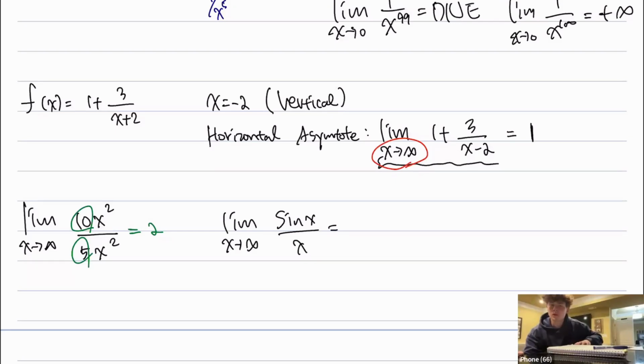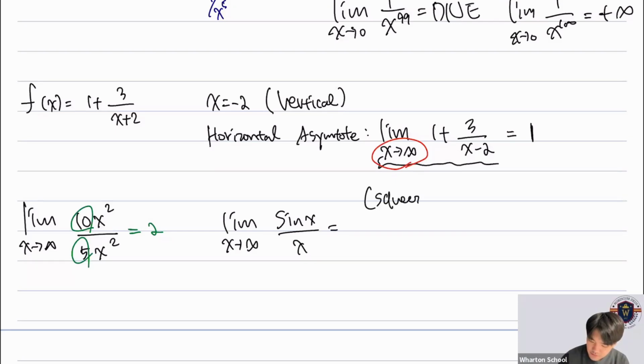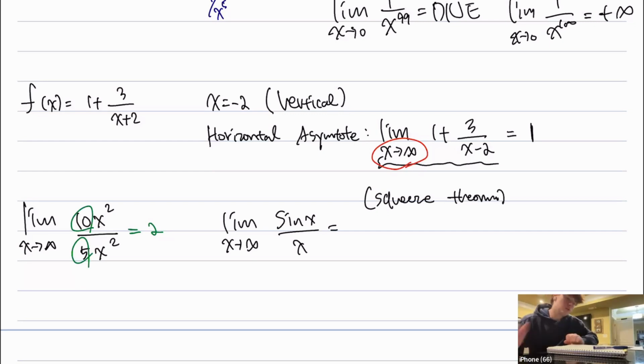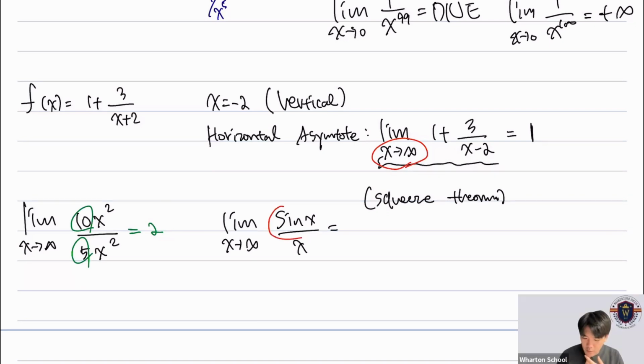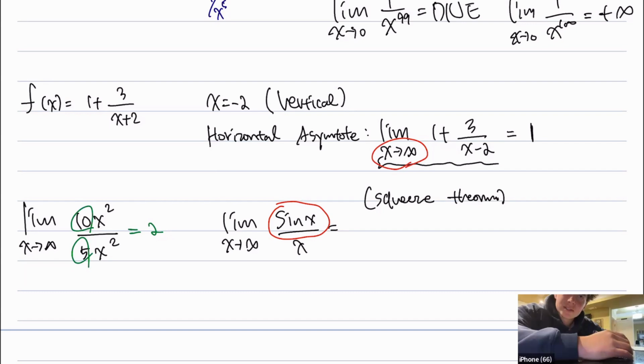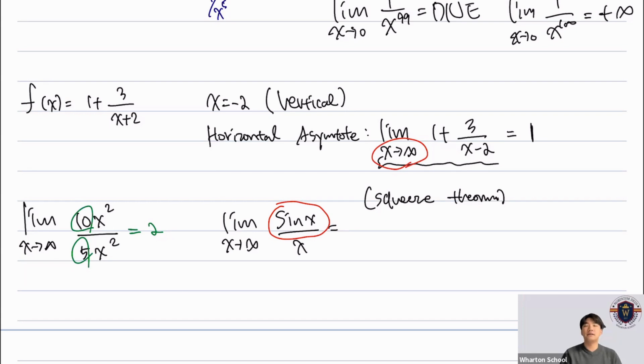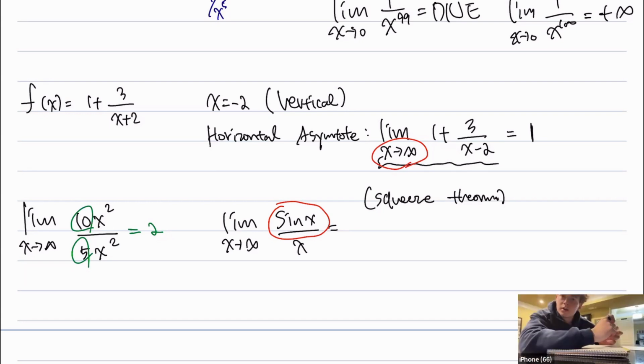This one you have to use the squeeze theorem. Think about what sine x behaves like. It just goes up and down, up and down, up and down. What is sine x always bounded by? One and negative one.